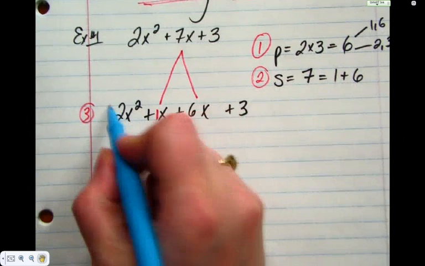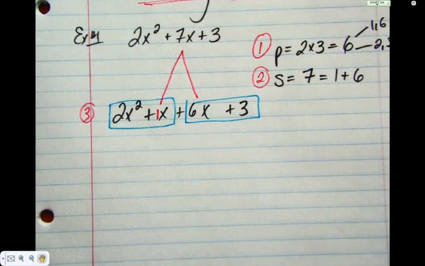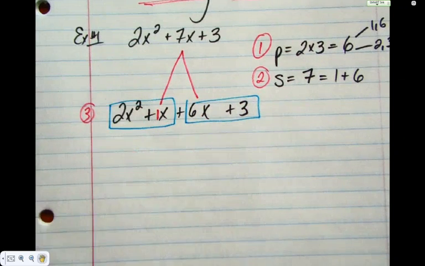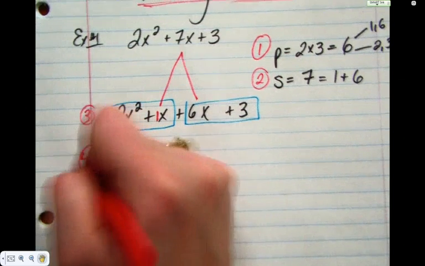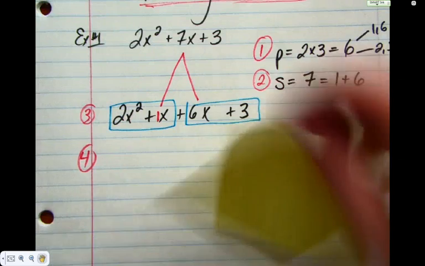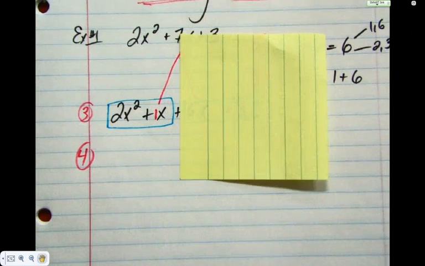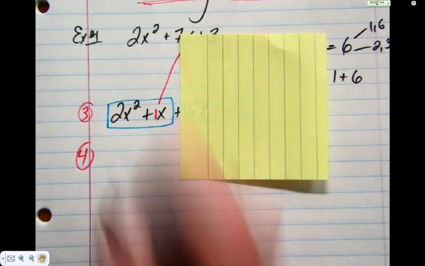Step number 4, I'm going to group the first 2 terms and the last 2 terms, or terms 1 and 2, and terms 3 and 4. Visual people at the beginning, sometimes it's good to cover because your brain gets overwhelmed if it sees a lot. So just look at this as a common factoring question. Common factoring, we find out what's the same. What's the same between 2x squared and x? It's got to be x.